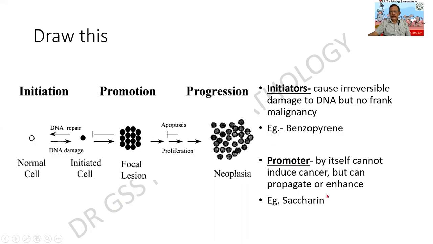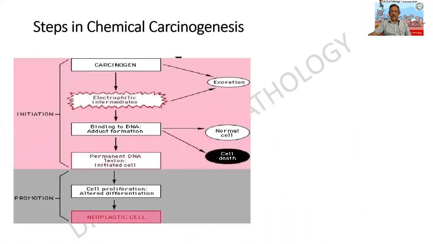So these particular terms and schematic diagram I would like you people to memorize. This shall form the fulcrum of our answer. What are the steps in chemical carcinogenesis? We are being constantly exposed to a lot of carcinogens. Chemicals are one such thing.